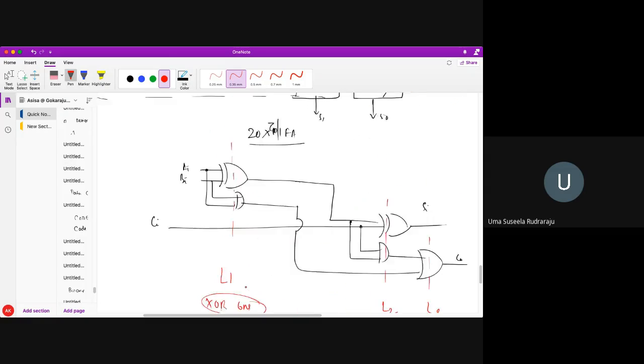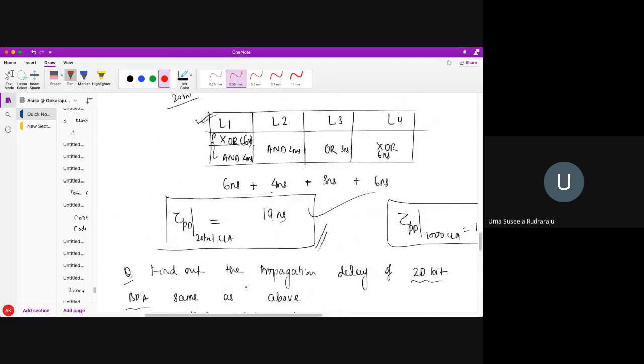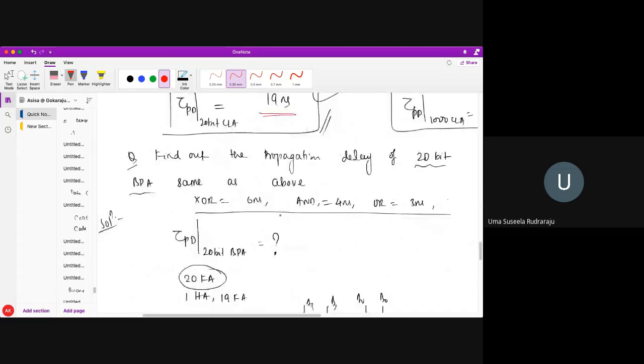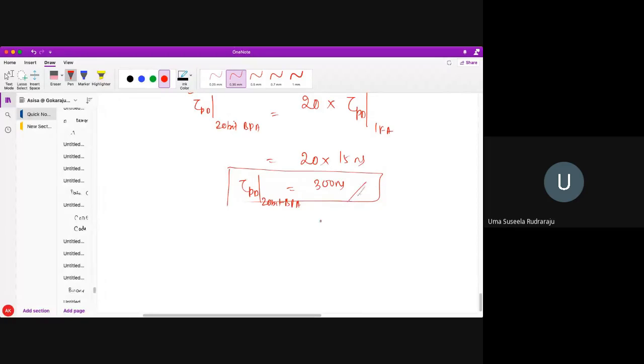So what do you understand from this? Can you comment on it? I have got 90 nanoseconds for the 20-bit CLA, and 300 nanoseconds for the propagation delay of the 20-bit BPA. Which is faster? You can tell me now. If it is asked in the question, the propagation delay of a 20-bit CLA is always much lower than that of a 20-bit BPA. So this CLA is a much faster operation compared to other adders.